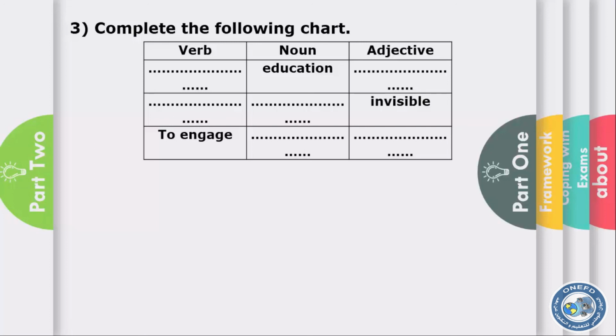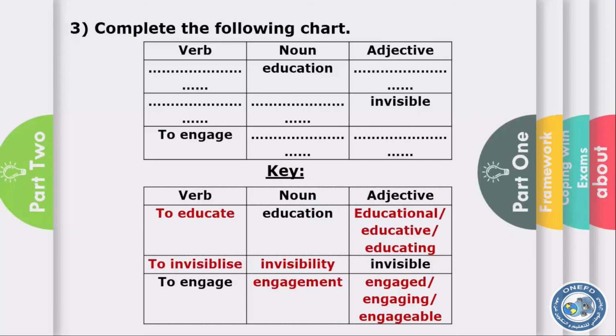Please, feel free to pause the video and try to answer the task on your own. Finished? Let's take a look. The verb to educate is the verb of the noun education. For the adjective, we have provided you with multiple possibilities: educational, educative, educating. Why do we have all these possibilities? Because of suffixes. Verb to invisibilize, noun invisibility, and adjective invisible. Verb to engage, noun engagement, and for the adjective we have provided multiple possibilities: engaged, engaging, and engageable.